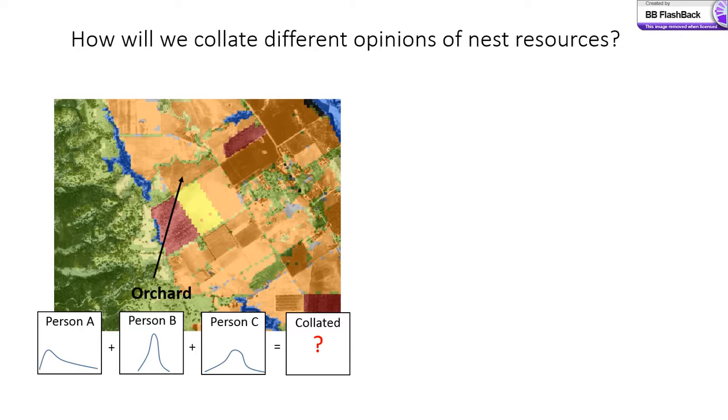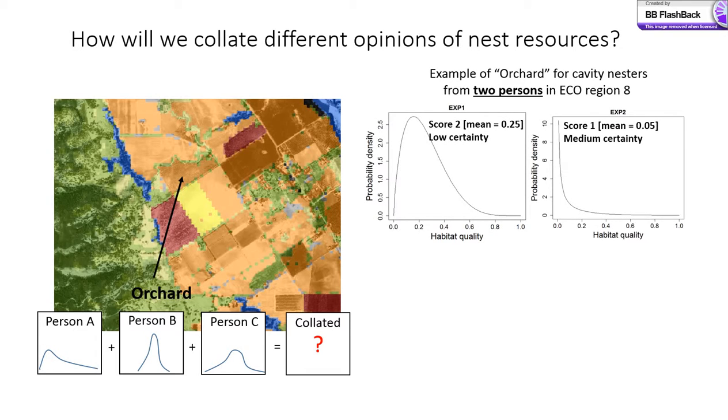In the same way, we can collate different opinions of nest resource suitability. Here is the real example of those two persons from Eco Region 8. For ground nesters, one selected score number 2 with low certainty level, and the other one selected score number 1 with a medium certainty level on orchard land cover.